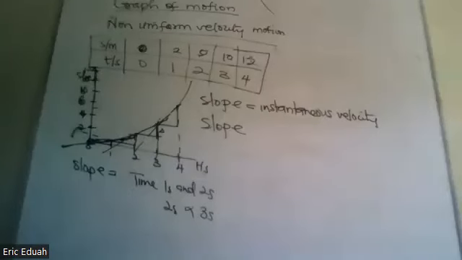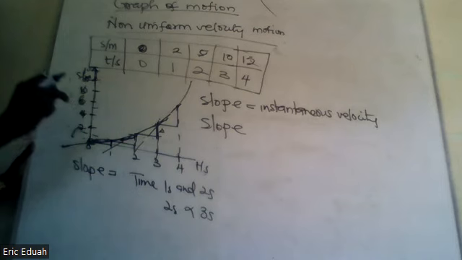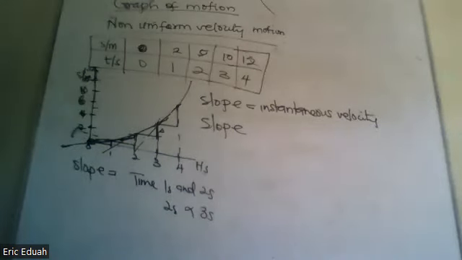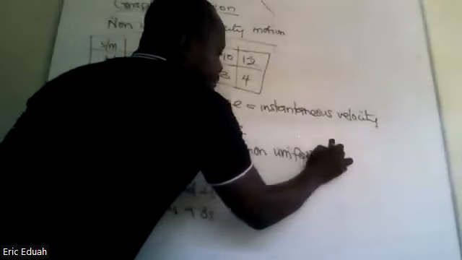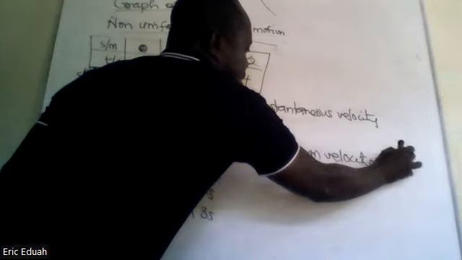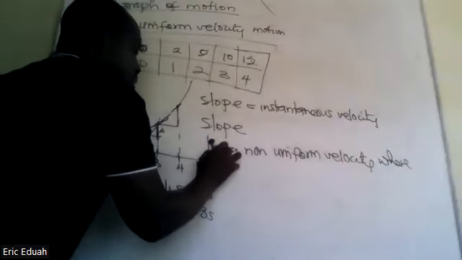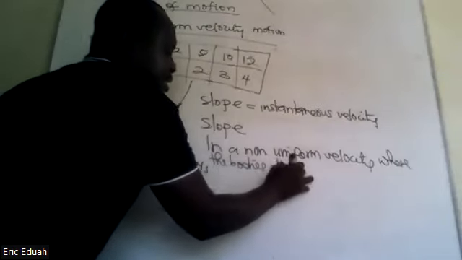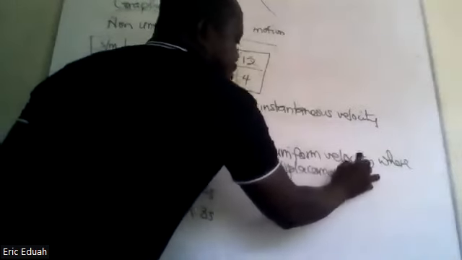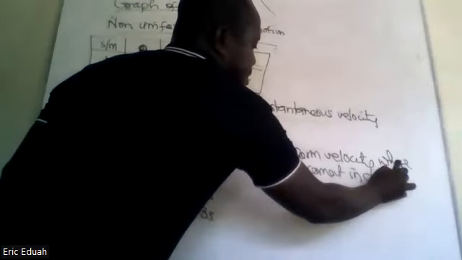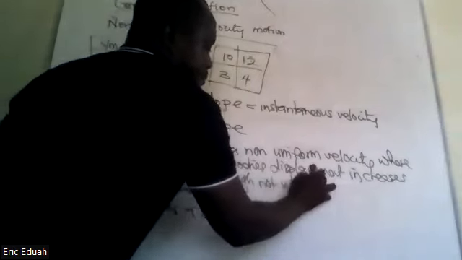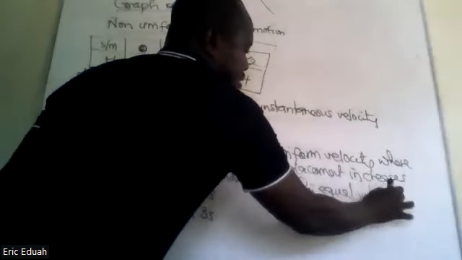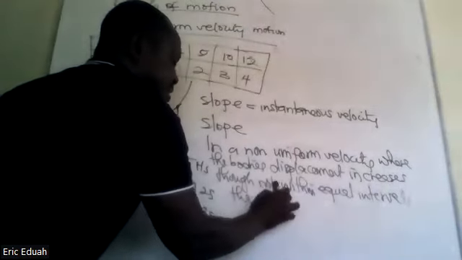And because of this, because the velocity within each time interval is an increasing one, we also say that in a non-uniform velocity motion, where the body's displacement increases, though not within equal intervals, the body accelerates.